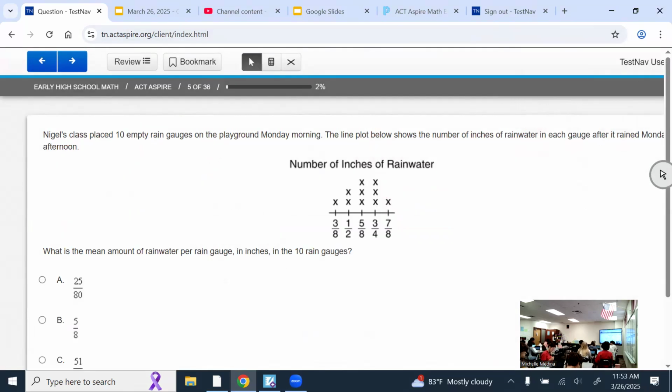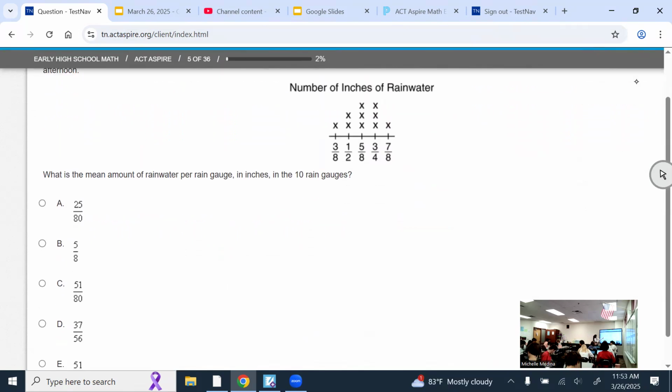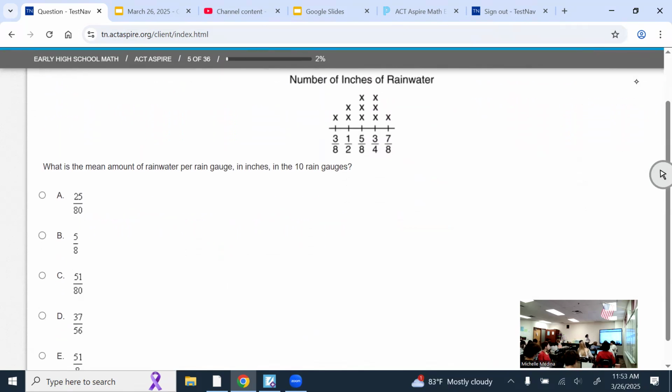So Nigel's class placed 10 empty rain gauges on the playground Monday morning. The line plot below shows the number of inches of rainwater in each gauge after it rained Monday afternoon. What is the mean amount of rainwater per rain gauge in inches in the 10 rain gauges? What's another word for mean? Average. So mean and average are the same thing. If you know one, you know the other.